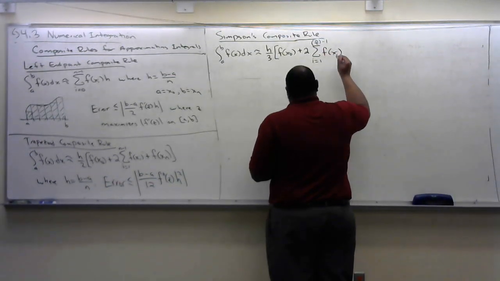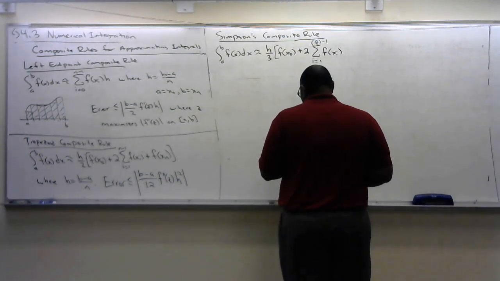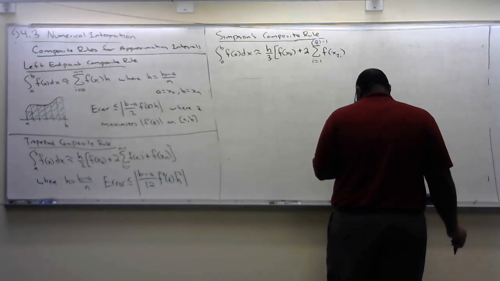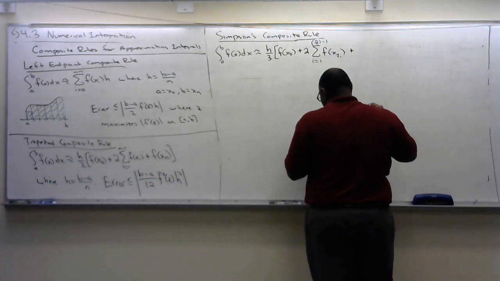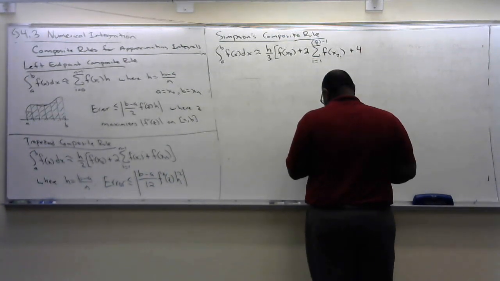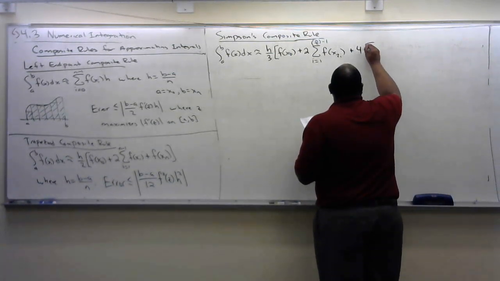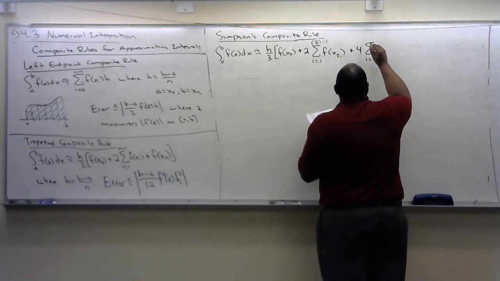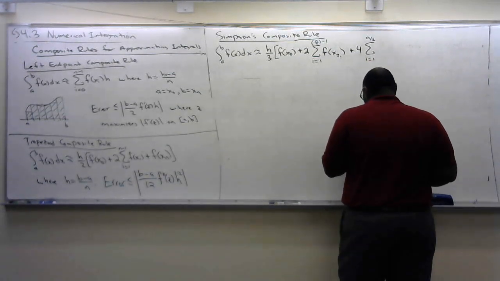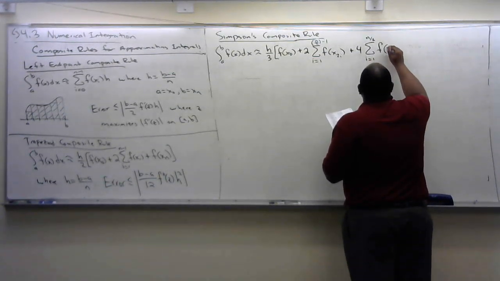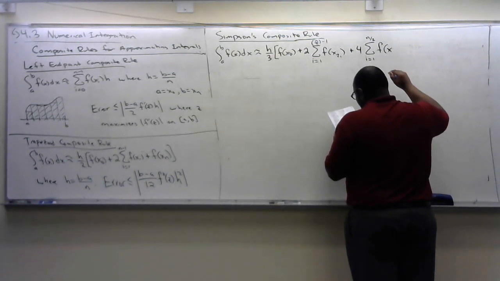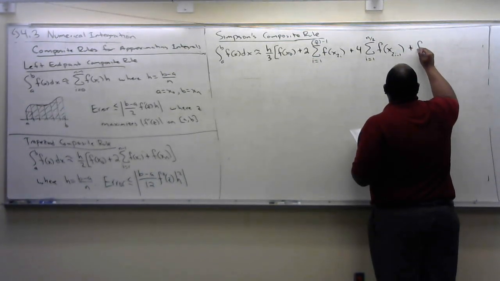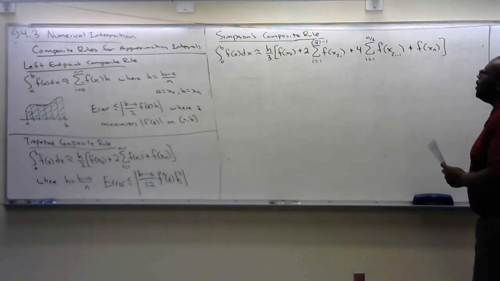Of f of x2i, sorry, plus 4, I know this is a big one, times the sum from i equals 1 to n divided by 2 of f of x of 2i minus 1, plus f of xn.